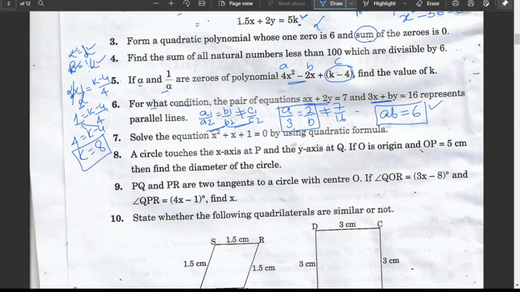In the second part we get here b, in this case, will be 16 into 2 divided by 7. b should not be equal to 32 divided by 7.